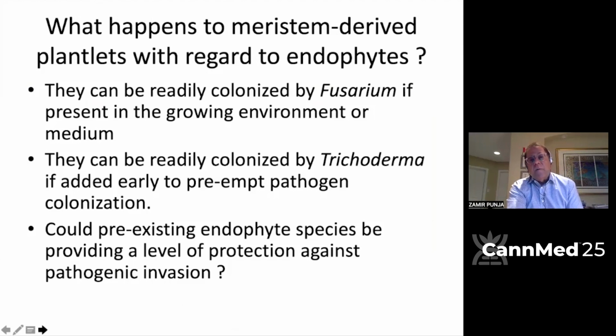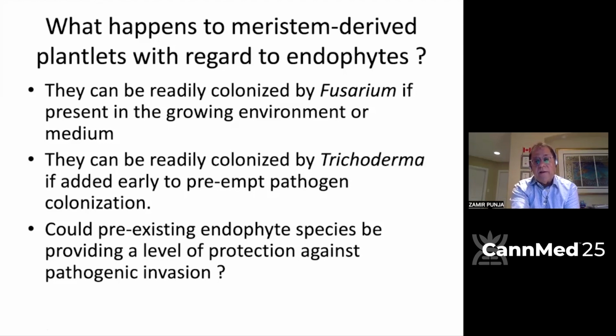Okay, but the question we wanted to ask is what happens to those tissue culture derived plants? What we found coincidentally was that many of these tissue cultured plants were very, very easily colonized by things like Fusarium, pathogenic Fusarium. And they were also very easily colonized by beneficial fungi such as Trichoderma if they were present in the environment.